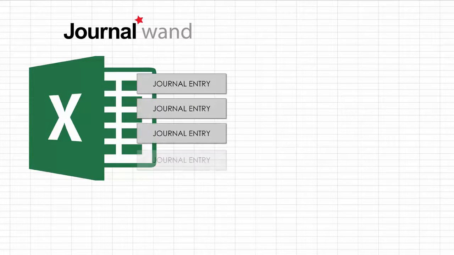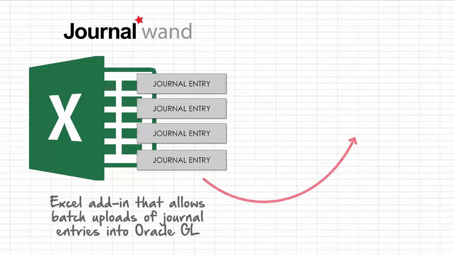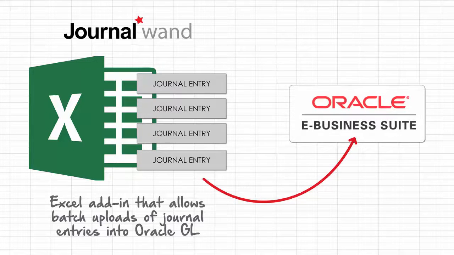All of these benefits are available with JournalOne, an easy-to-use add-in to Excel that simplifies the upload process to E-Business Suite. Speed up your accounting cycles and ease some of your frustrations, all with the ease of Microsoft Excel.